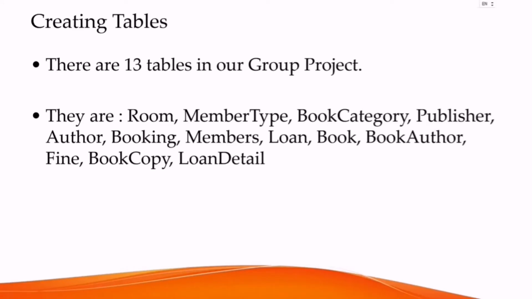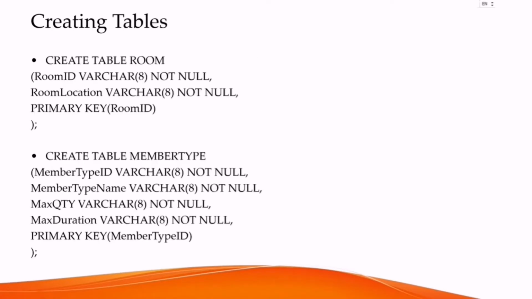So there are 13 tables in our project. They are room, member type, book category, publisher, author, booking, members, loan, book author, fine, book copy, and loan detail. So these are the codes that we use to create the tables for our usage in the project. These are all based on the data dictionary, and we will compare them when we do the creating tables part.